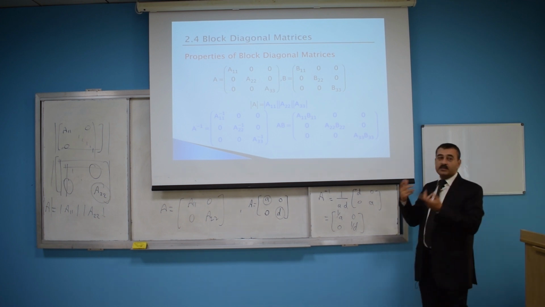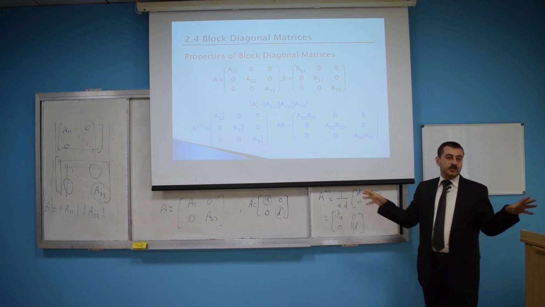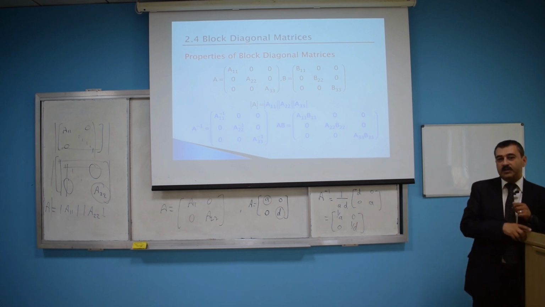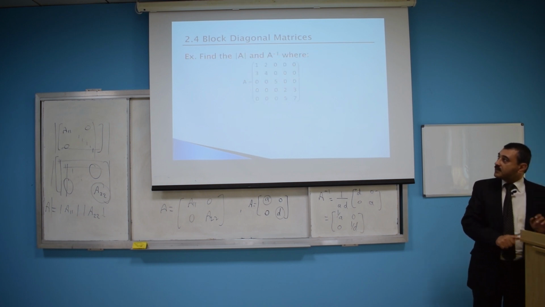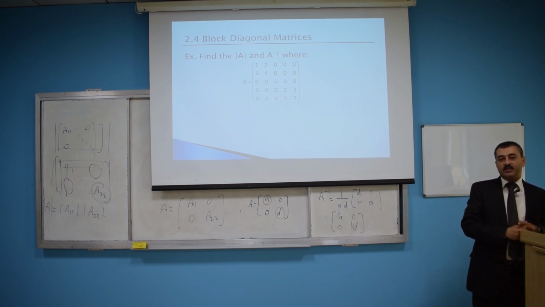This also applies to the element-wise diagonal matrix. If you have two diagonal matrices and you want to multiply them, you simply multiply the corresponding diagonal entries. So let's have 2 minutes to find the best partitioning for this matrix, to find the determinant and inverse for this matrix. Okay?